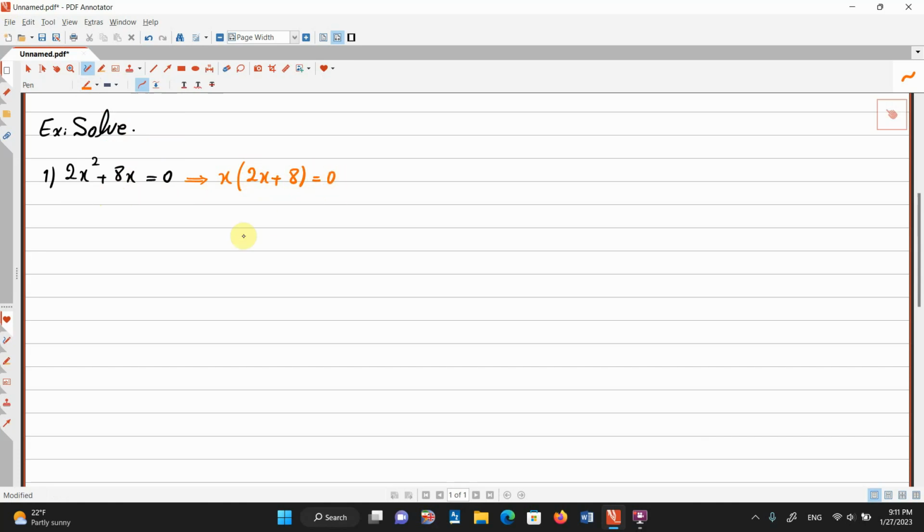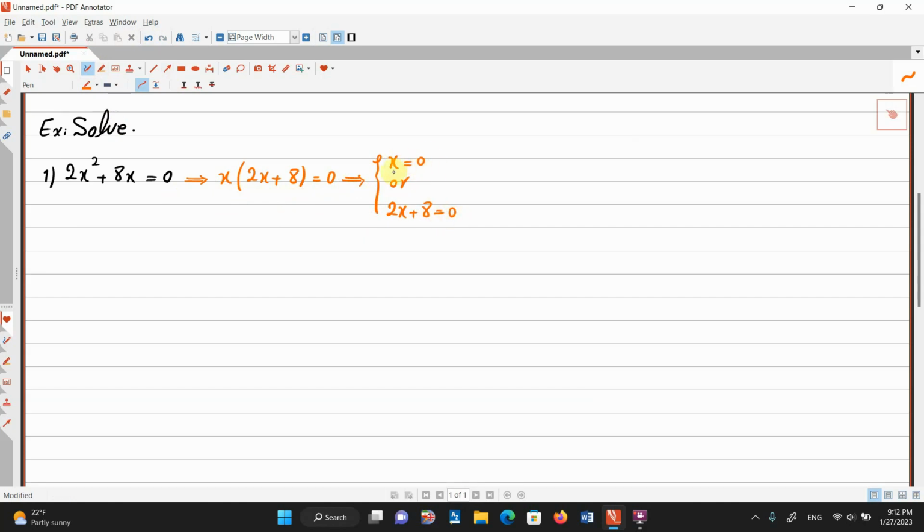equals 0. As you see, the product of two factors is equal to 0. The first factor is x and the second factor is this parentheses. Zero product property says when the product of two or more factors equals 0, at least one of them is equal to 0. Therefore, here, using the zero product property, we can claim the first factor, which is x, is equal to 0, or the second factor, which is 2x plus 8, should be equal to 0.